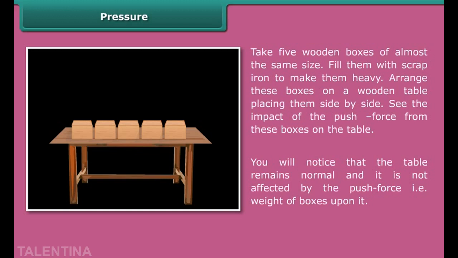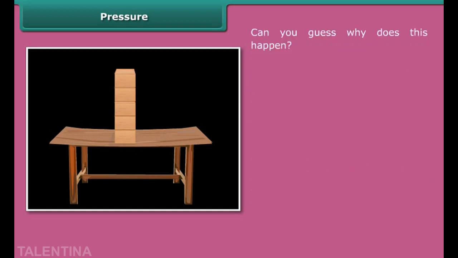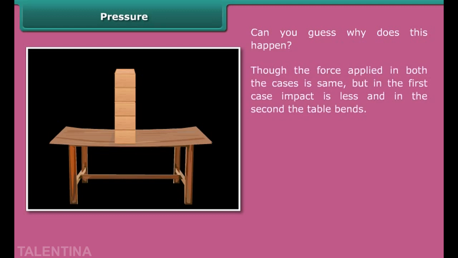of boxes upon it. Now, rearrange these boxes on the same table, placing them towards the center and one over the other. Now see the impact. In this arrangement, the table either bends or breaks under the weight of boxes. Can you guess why this happens? Though the force applied in both the cases is the same, in the first case, the impact is less, and in the second, the table bends.